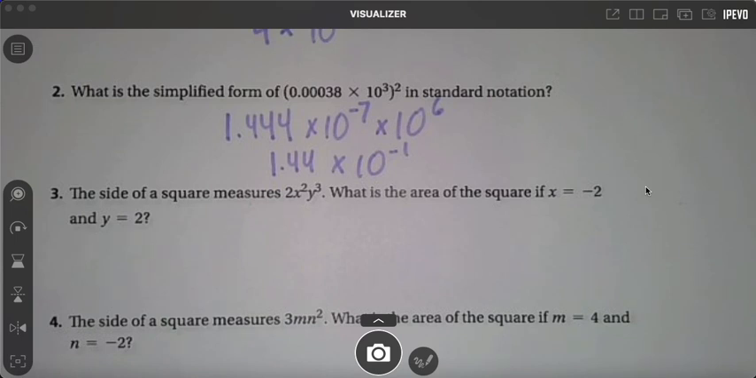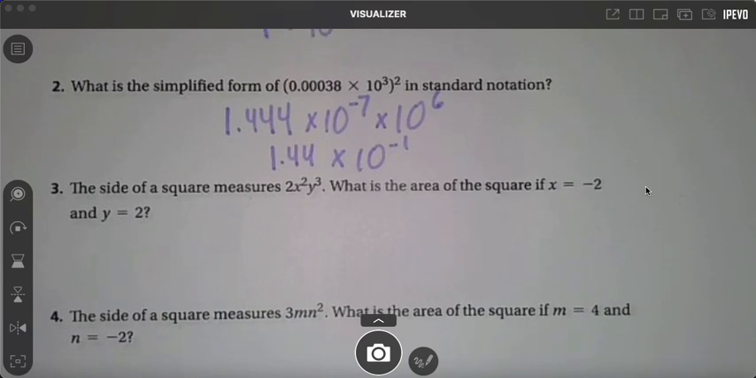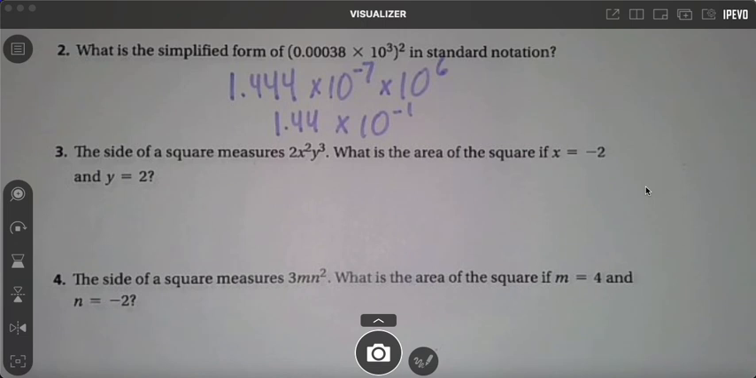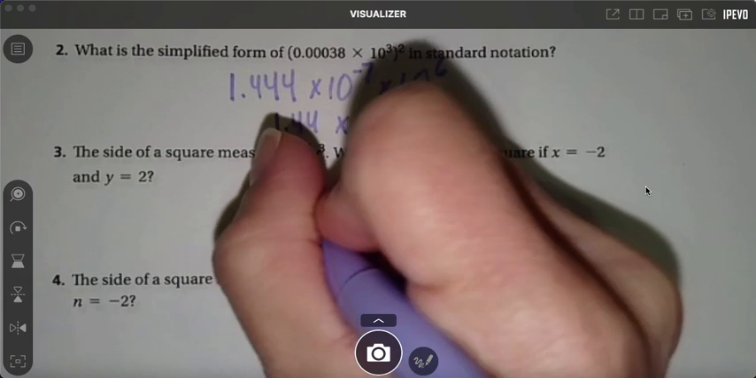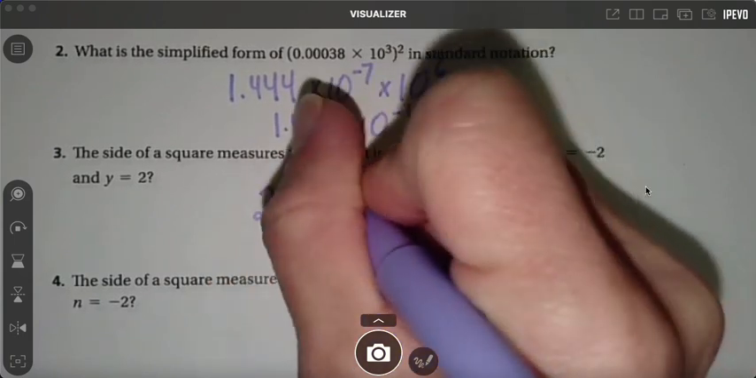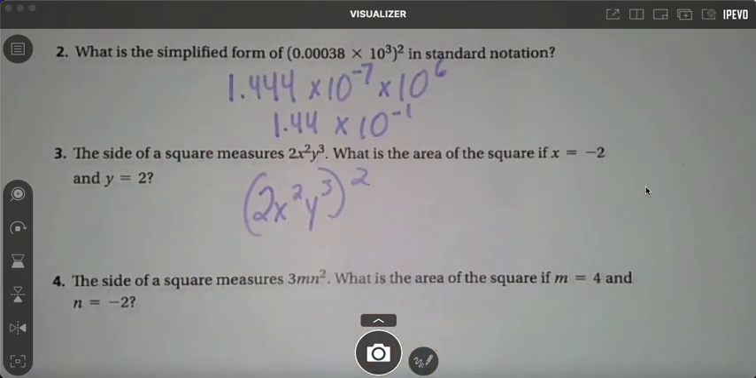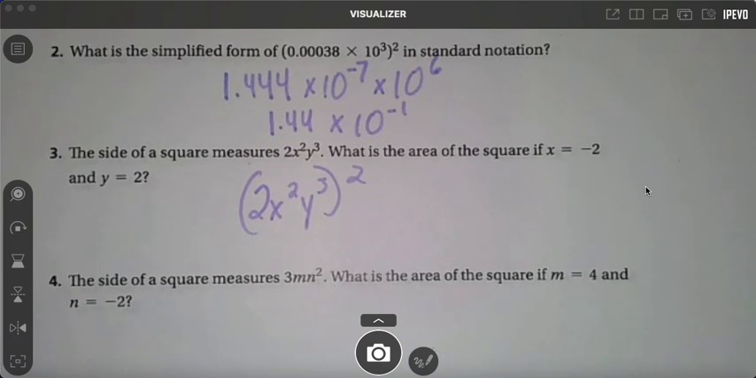Okay, let's look at this next one. A little bit of a word problem. It says we have a side of a square. What's the area? How do you find the area of a square? Like length times width, which in this case, you're just squaring that side, right? Because that side is the same as the length as it is the width. So I could just say, I'm going to take this and I'm going to square it. I'm just going to multiply it times itself, and that would give me the area.